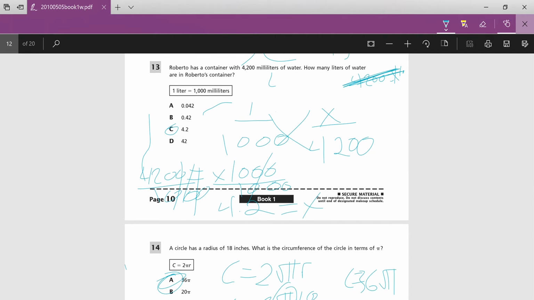Number 13. Roberto has a container with 4,200 milliliters of water. How many liters of water are in Roberto's container? So they give us a little legend here, a little key here. 1 liter equals 1,000 milliliters. There's 2 ways for you to do it.